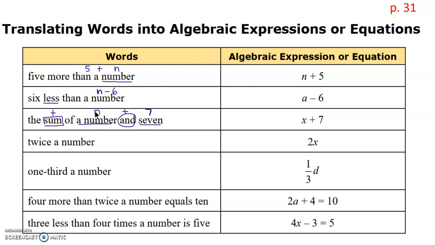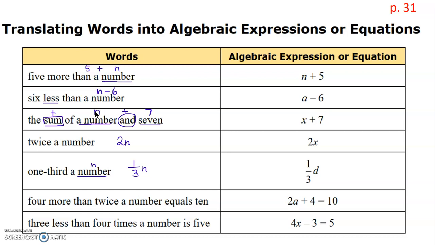The next one is twice a number. We can see twice or triple or double. So twice a number is 2 times a number. We know that in algebra we don't use the multiplication symbol. We simply put the 2 right next to the variable, 2n or 2x. Fractions work the same way. If we have 1/3 a number, that means 1/3 multiplied to a number. So we're going to take our fraction 1/3 and multiply that to the number. 1/3 n or 1/3 d as they have.